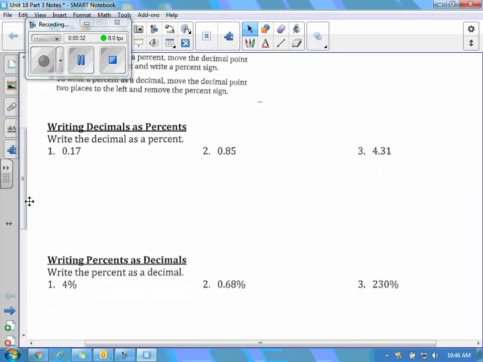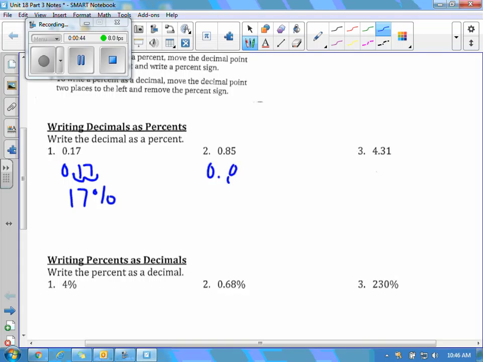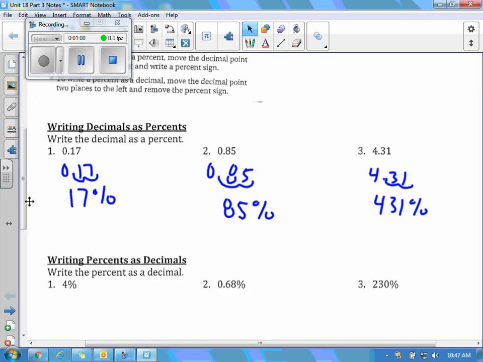It says writing decimals as percents. If I'm going to go from a decimal to a percent, I'm going to move that decimal 2 places to the right. So that's going to become 17, and then I need to add a percent sign. For 0.85, again, I'm going 2 to the right, so I get 85, add a percent sign. For 4.31, it's the same thing. I'll just wind up with a big number, 431%. So 2 places to the right, and add a percent sign.